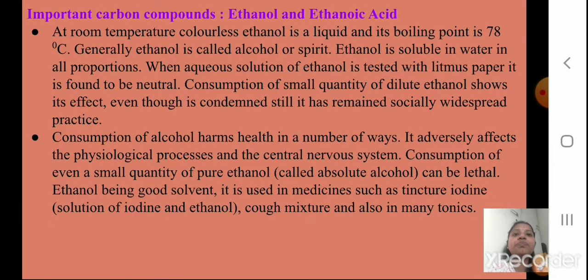Now, important carbon compounds. We are going to study two important carbon compounds, students. One is ethanol and the other is ethanoic acid. At room temperature, colorless ethanol is a liquid and its boiling point is 78 degrees Celsius. Generally ethanol is called alcohol or spirit. Ethanol is soluble in water in all proportions. When an aqueous solution of ethanol is tested with litmus paper, it is found to be neutral. Important to remember, students, ethanol is a neutral substance.